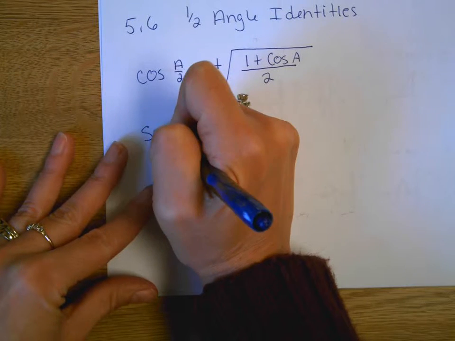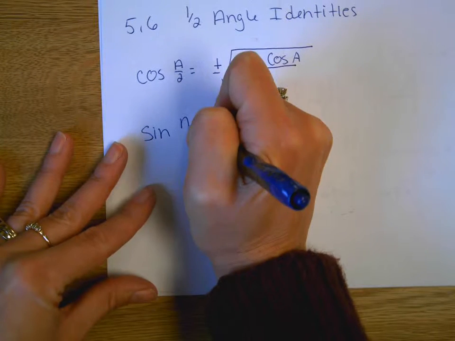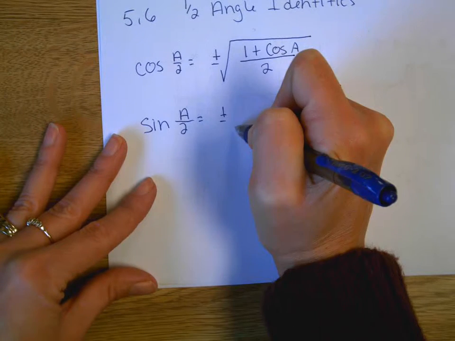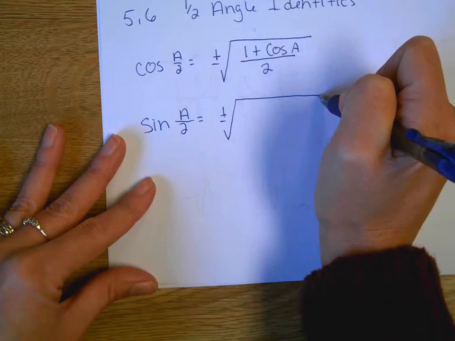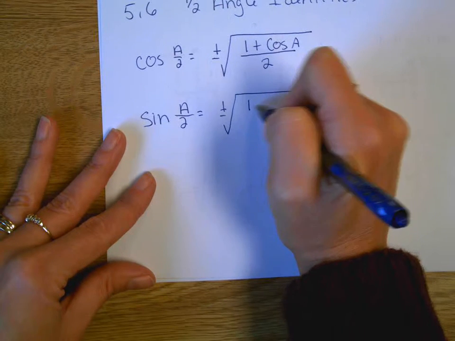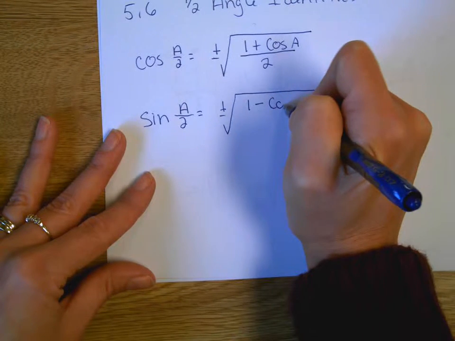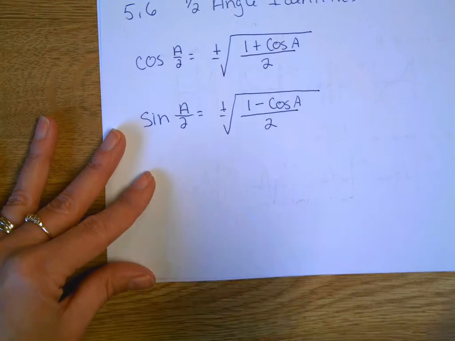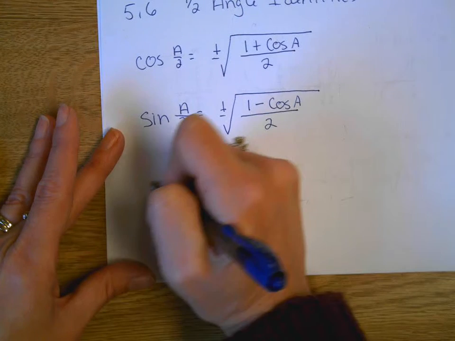The sine identity: plus or minus the square root of 1 minus the cosine of the angle, divided by 2. Tangent.